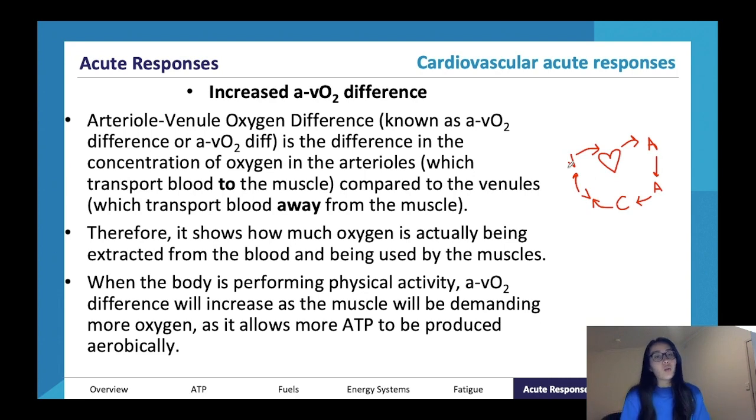So what is AVO2 difference? This is if you measured the blood here in the artery and the blood here in the venule and compared how much oxygen is there. You want to see that there is a lot less oxygen here than there is here, because you'd hopefully expect that a lot of that oxygen has been extracted. Therefore, you've got barely any oxygen left in the blood here. Does that make sense? So hopefully all of that oxygen's been extracted here, and you've only got a tiny little bit, or even none left here. And so you've got the most efficient extraction of oxygen, which means that a lot of oxygen has been extracted from the blood efficiently and taken to the working muscles, where it facilitates aerobic energy production.